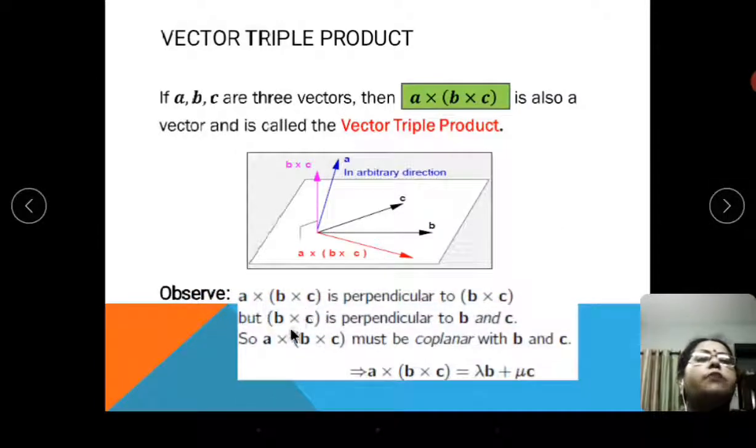This is the important result to be remembered over here, that A cross B cross C is actually coplanar with B and C. And therefore one can write this algebraic expression A cross B cross C equal to lambda B plus mu C, where lambda and mu are some suitable scalars. So what we remember from this discussion is A cross B cross C. This is our vector triple product, a vector quantity, and this is a vector which is coplanar with B and C.